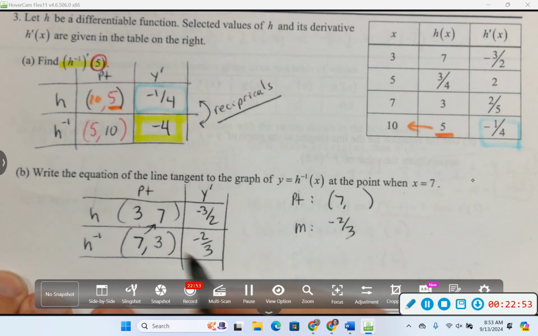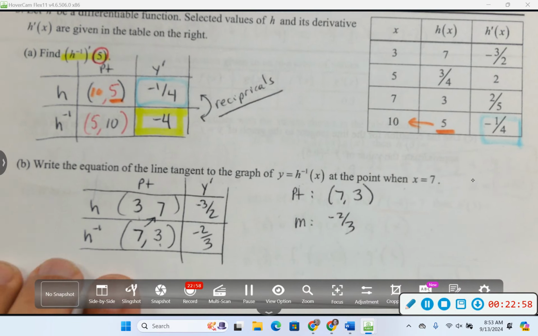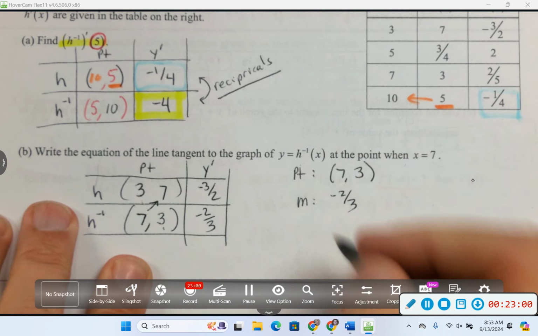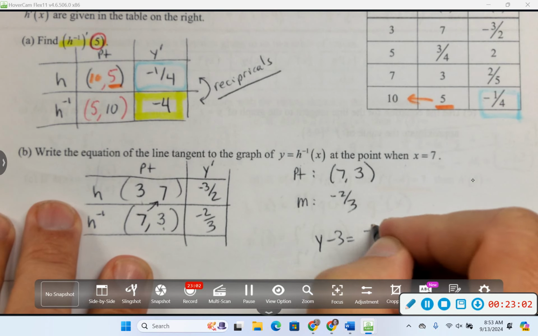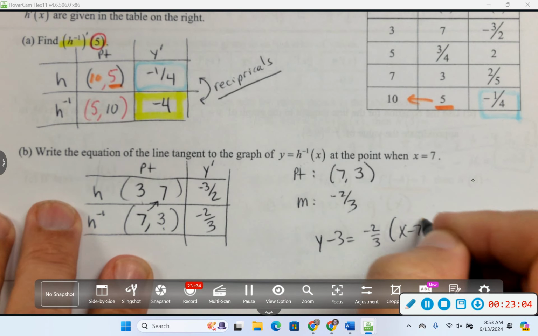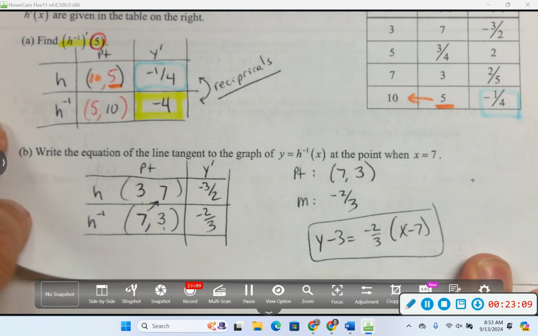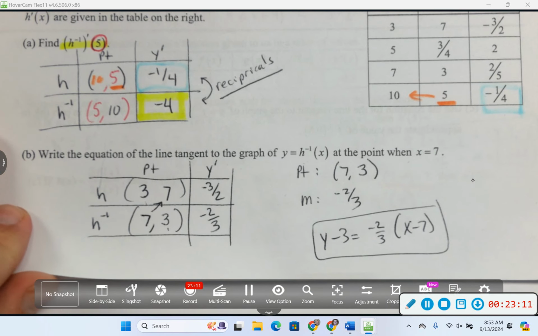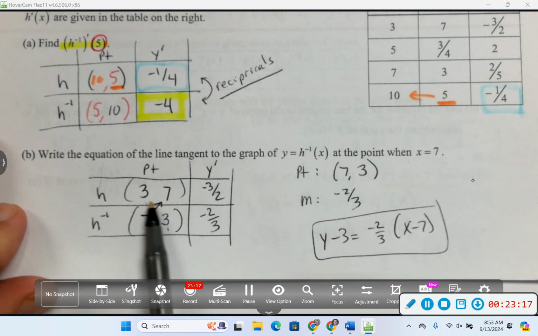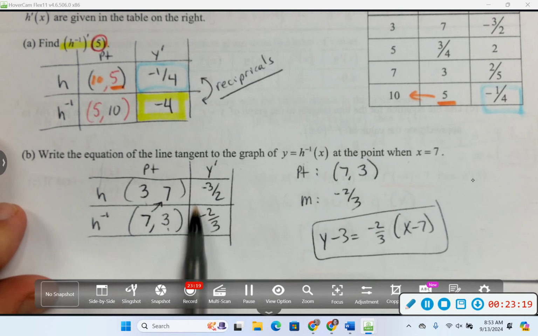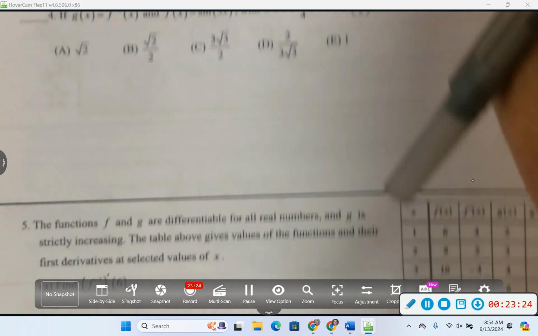Oh, back to Jace's point. I did need that there because I need that for the point to write the tangent line. Y minus 3, negative 2/3, x minus 7. Again, you've got to draw the table on these because there are too many points, too many pieces of information. What is that? 6 pieces of information, like they're related, but how are they related? Again, the table is helpful.